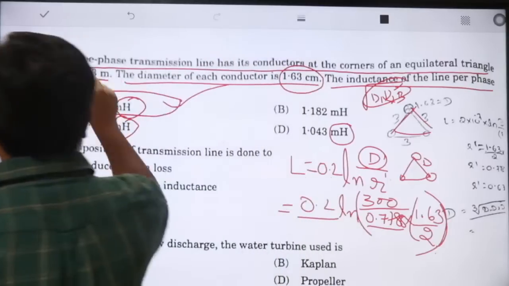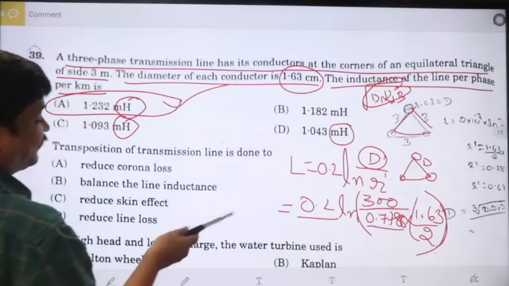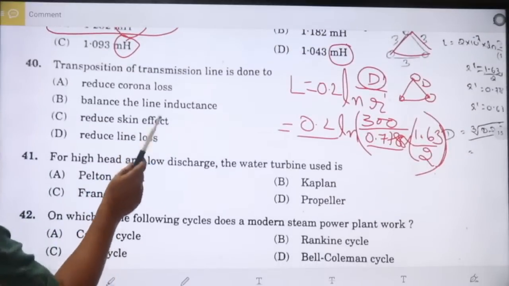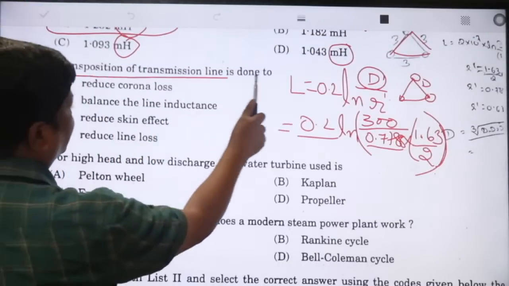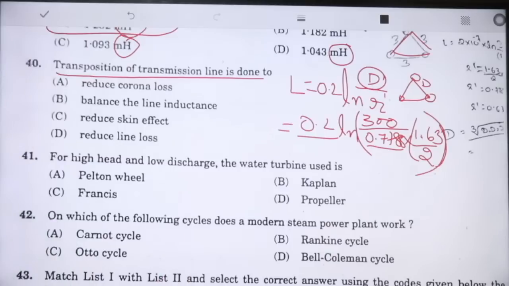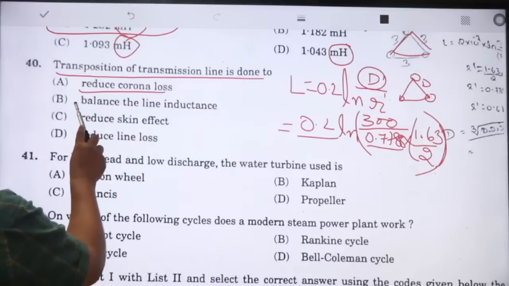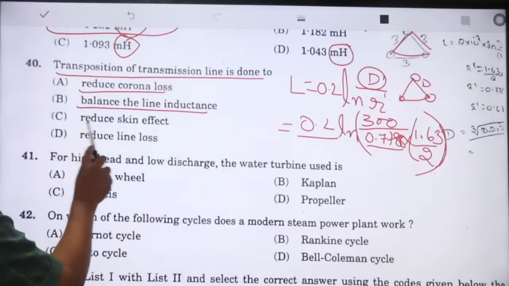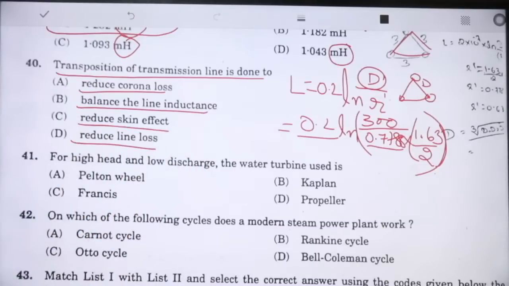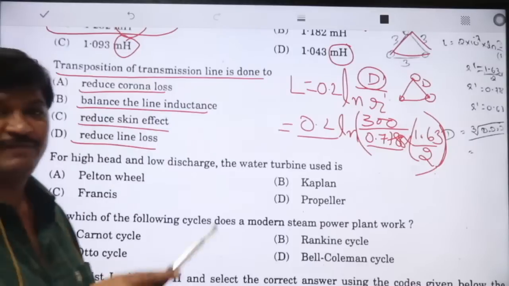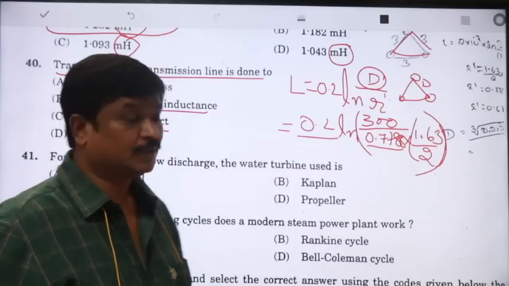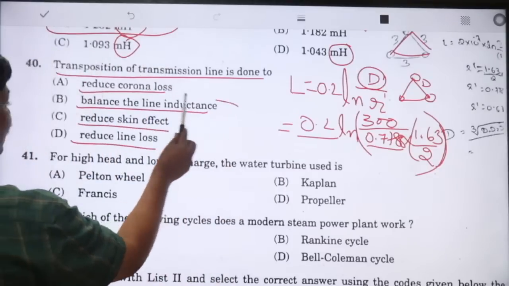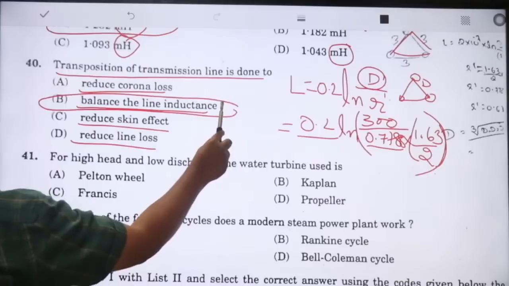Next. This is a straightforward question, no difficulty here. The transposition of a transmission line is done to reduce corona losses, balance the line inductance, reduce the skin effect, or reduce line losses. Even this question was given in yesterday's KPTCL JE question paper also. So transposition is always important to balance the line inductance.